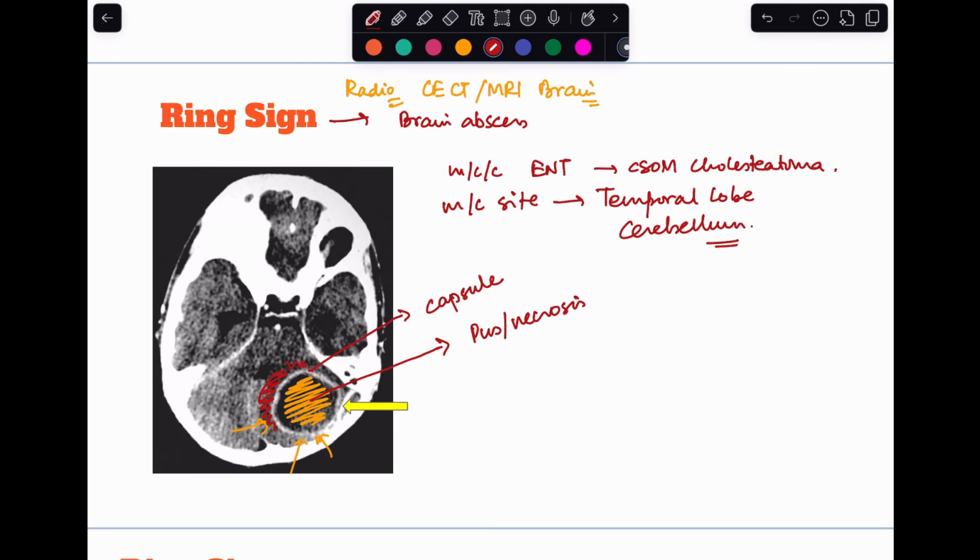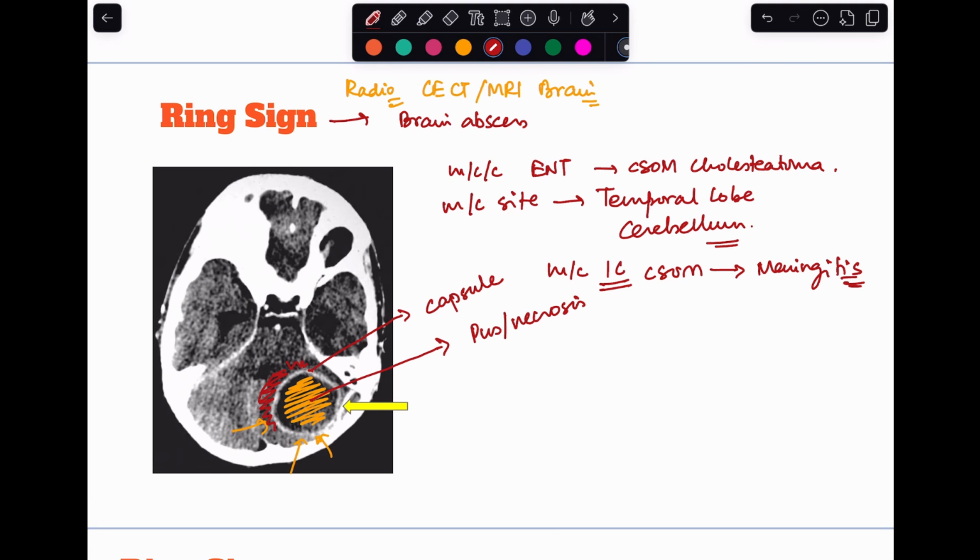Another question that you could possibly be asked over here is, can you tell me the most common intracranial complication of CSOM? So we know that we have multiple intracranial complications like subdural abscess, extradural abscess, meningitis, brain abscess, lateral sinus thrombophlebitis. But can you tell me which is the most common intracranial complication of CSOM? That would be meningitis.